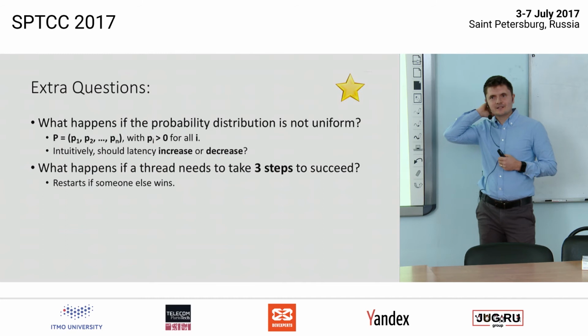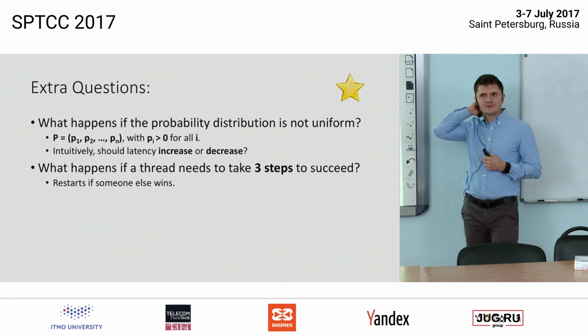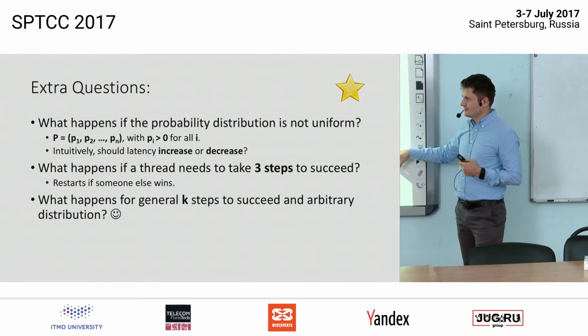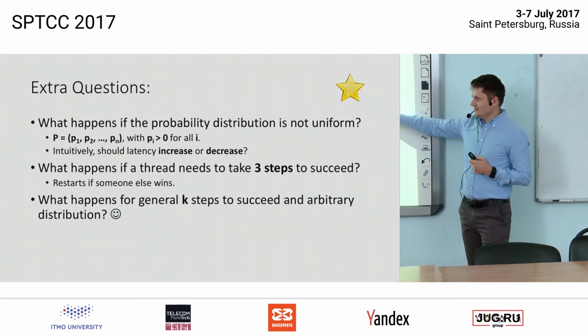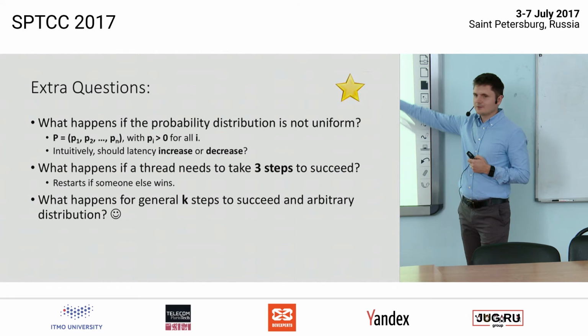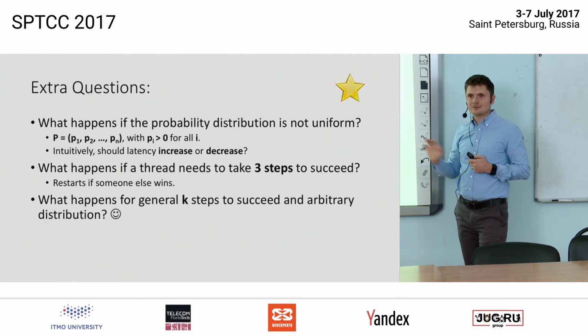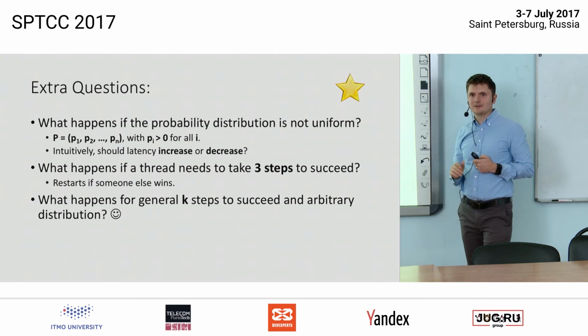All right. So it's n to the 2/3, in fact. And the final challenge is, what happens if you need to take k steps and succeed with an arbitrary distribution? I claim that there is a very short answer to this. You can probably work this out in half an hour or something.